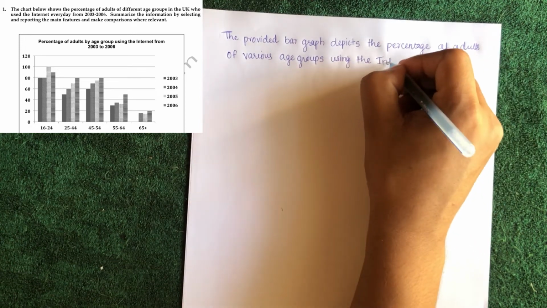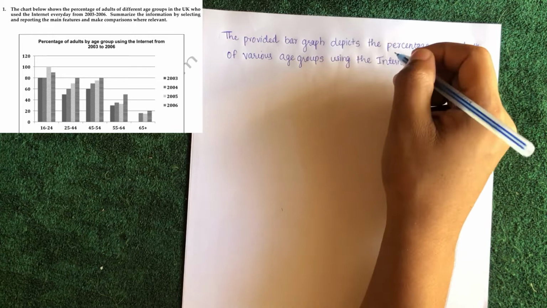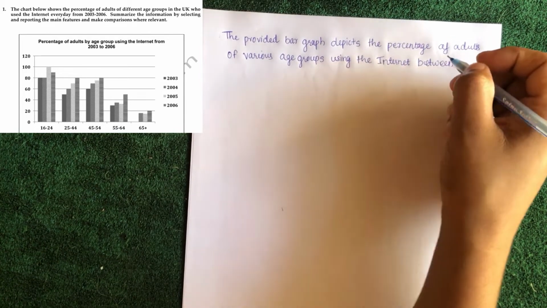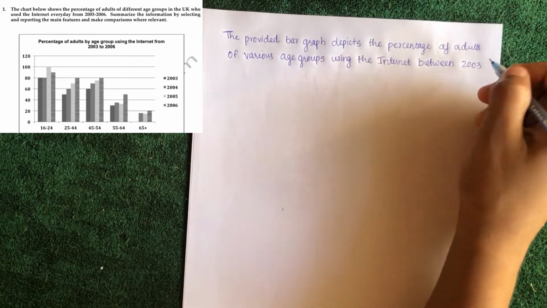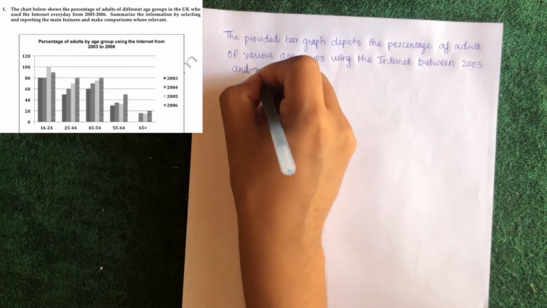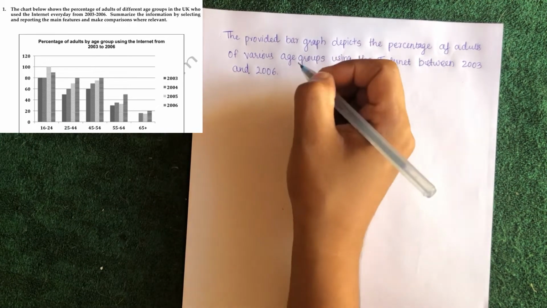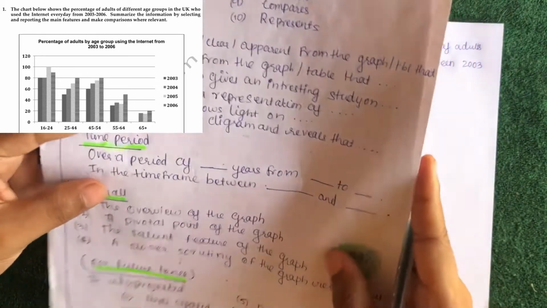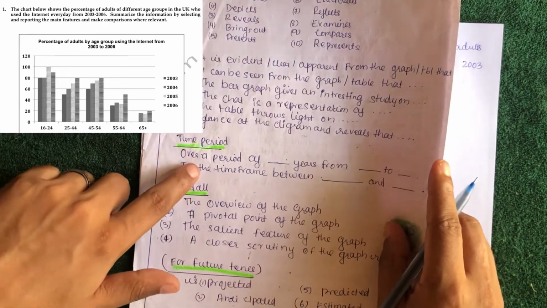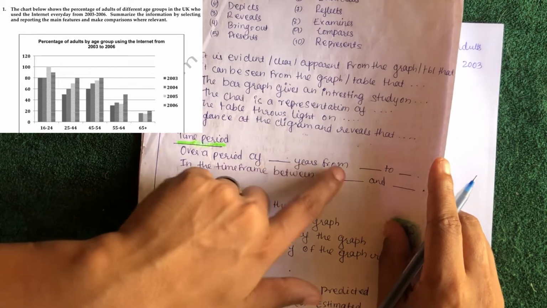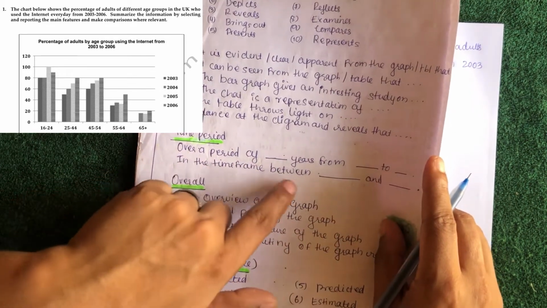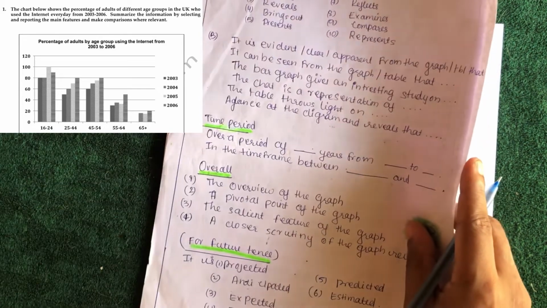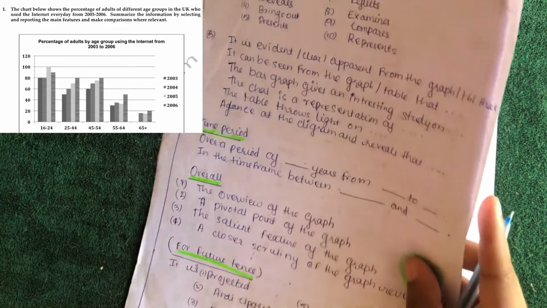Using the internet between 2003 and 2006. I have also provided some interesting facts on the YouTube channel. For the time period you can write "over a period of dash years from dash to dash", or "in the time frame between dash and dash years". Here, in the time frame between 2003 and 2006.